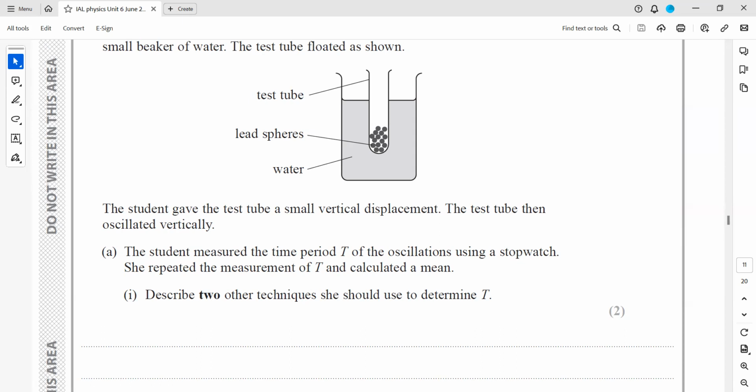So first thing, mark the fiducial points. A fiducial point means an identification point, so we can identify where the mean position is and where the extreme position is. And record the time for multiple oscillations, like 20 oscillations or 10 oscillations, and then divide the time recorded by the number of oscillations.